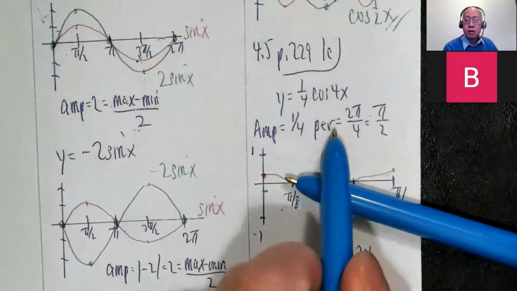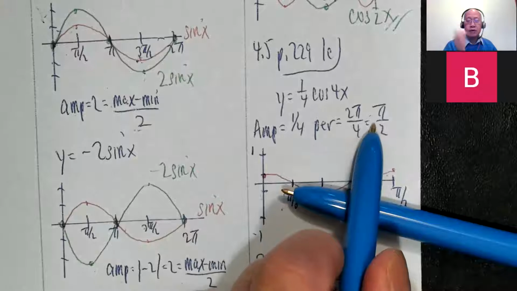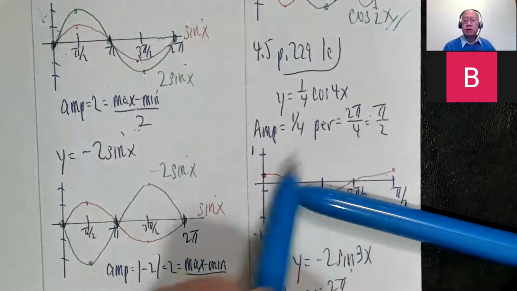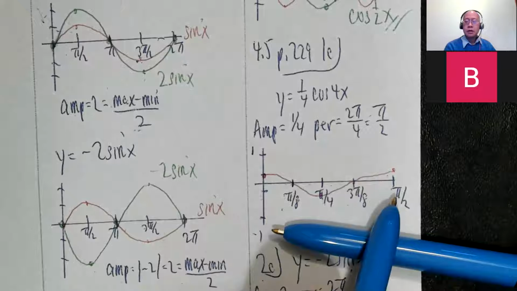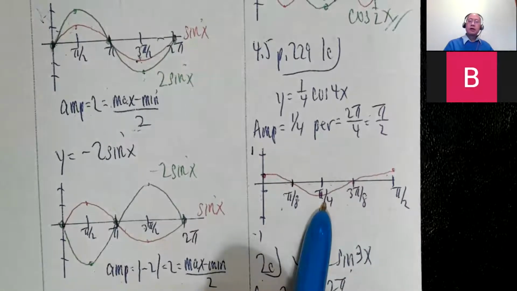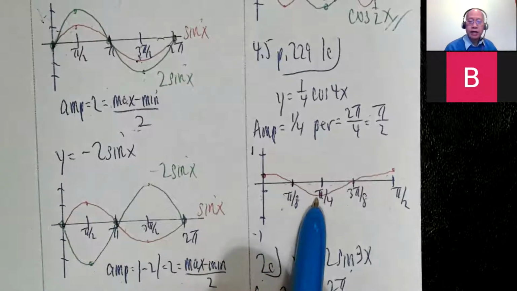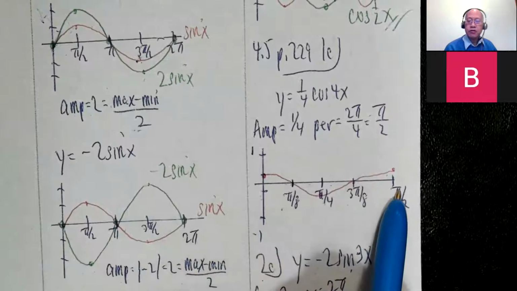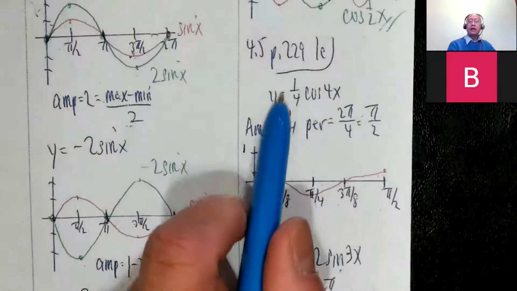The period, by formula, is 2 pi divided by this b. 2 pi divided by 4 is pi over 2. So I finish one complete period by pi over 2. Cut that in half: half of pi over 2 is pi over 4. Cut that in half, pi over 8. So pi over 8, 2 pi over 8, 3 pi over 8, 4 pi over 8. Maximum is 1/4, minimum is -1/4, and I don't have a negative here.